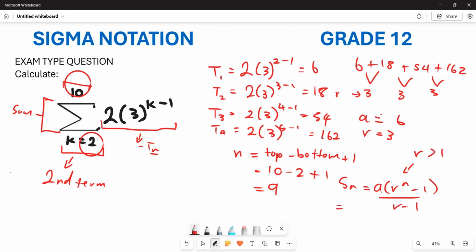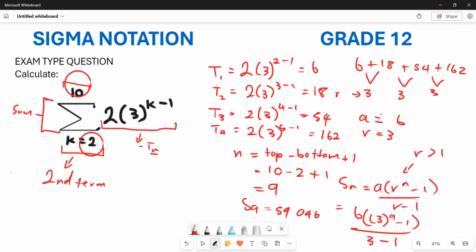Substitute the value of your A. The value of your A is 6. So this is going to be 6 into bracket 3, the value of your n, which is 9, subtract 1 close bracket, over 3 subtract 1. And what is going to be your sum of 9? So your S of 9 is going to be given by, let's plug in our calculator, 59,046. So this is going to be 59,046.